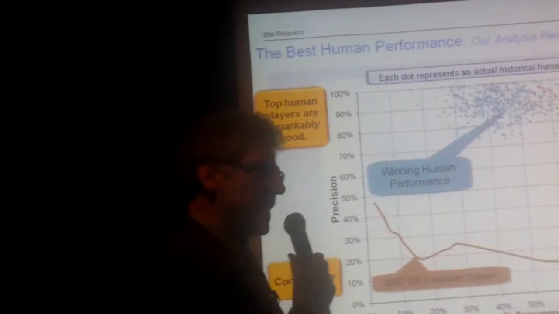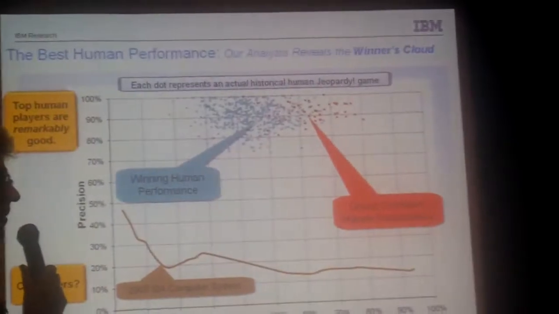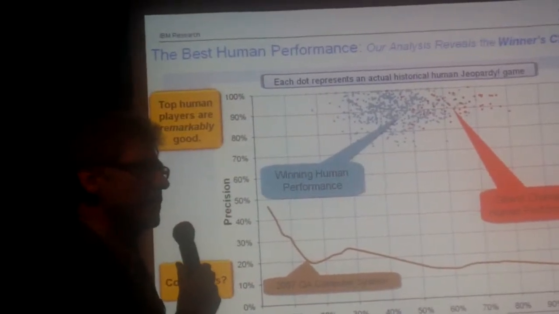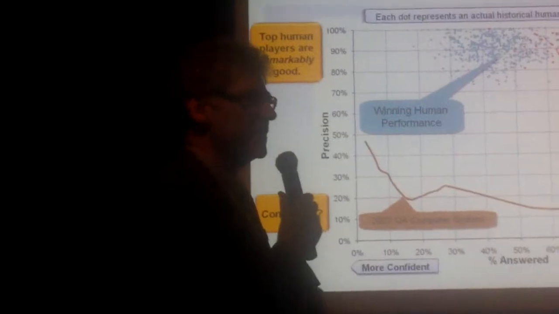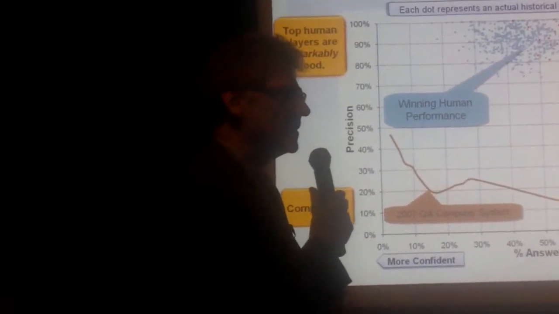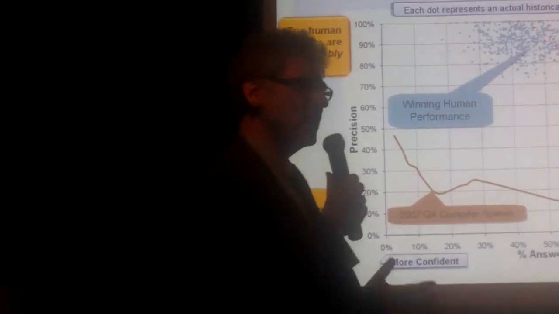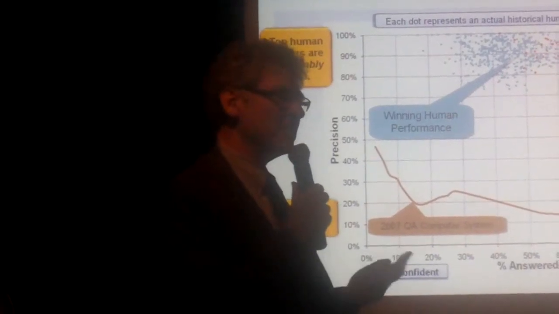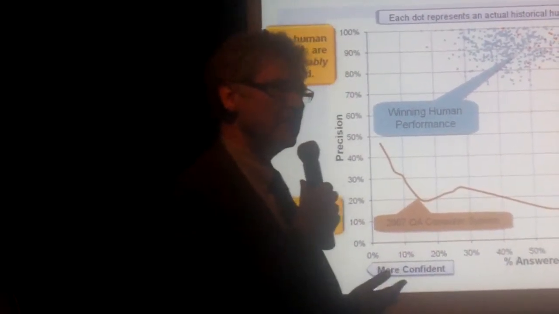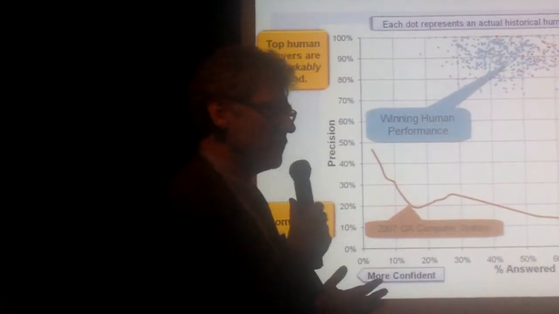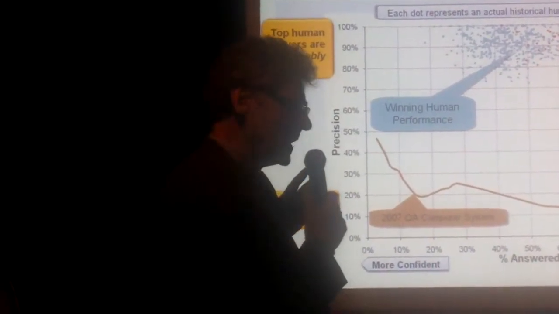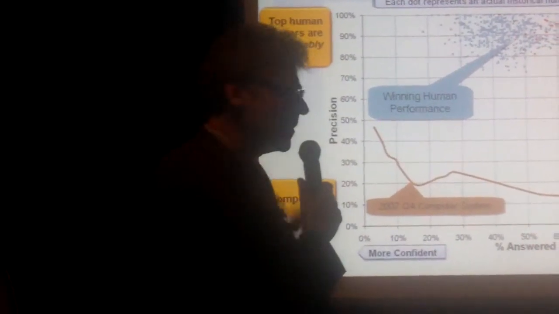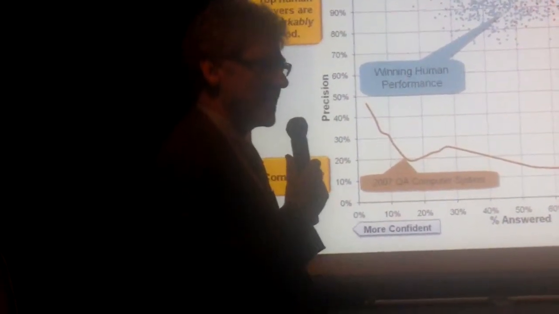So that whole cloud that we call the winner's cloud, at the top of that graph, each dot represents a single instance of a Jeopardy winner. And you see, for the most part, they answered about 50% of the questions. Now, on average, because there are 3 players playing the game, each player should get 33 1/3%. So a winner, on average, gets 50% of the questions. And when they buzz in on 50%, they get somewhere around 90% correct.